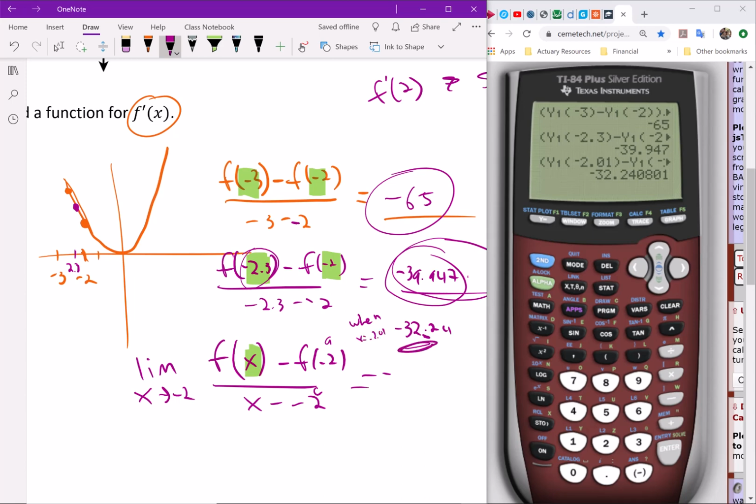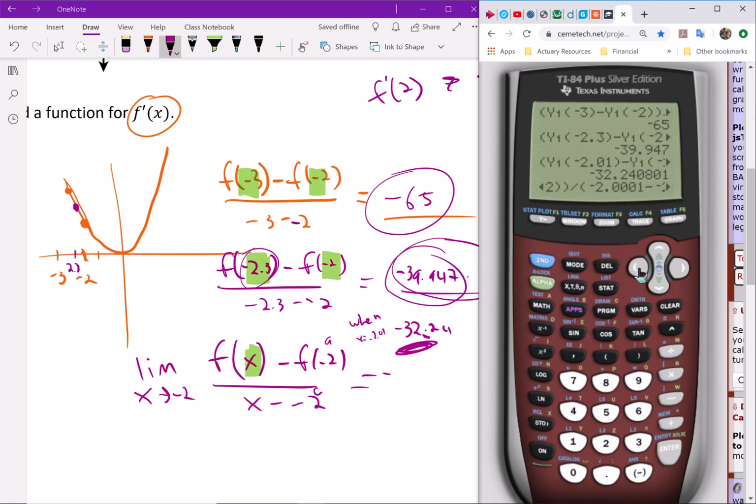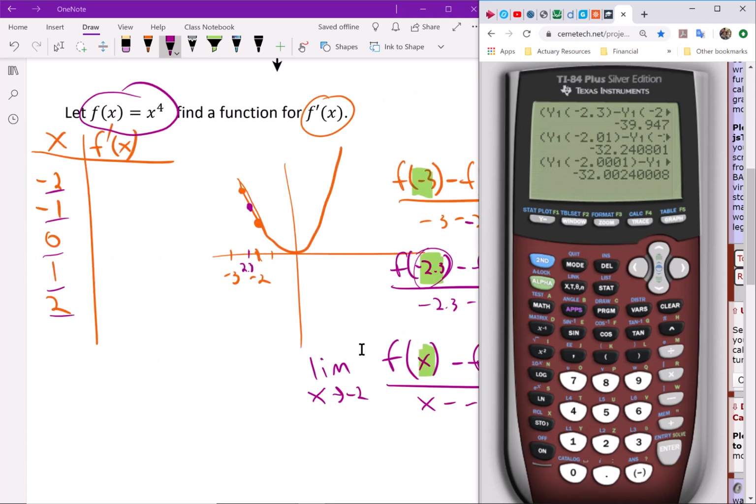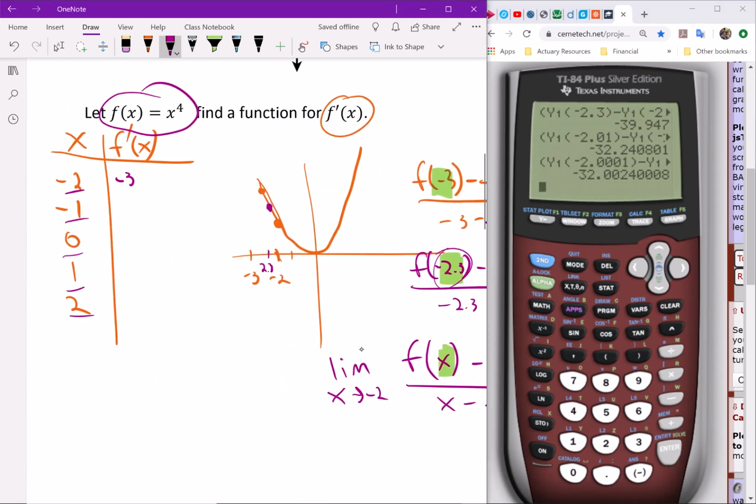So this is when x is negative 2.01. What we want to do is see what this number is approaching. So we're going to go a little bit even closer. We'll add a couple of zeros in there, and we're finding a limit as this gets closer. So I'm going to add 2 zeros, so 2.001, very, very close. This is indistinguishable to the human eye of whether this is a secant line or a tangent line, and you get negative 32. So would you guess that it would be negative 32? Yes, I think so.